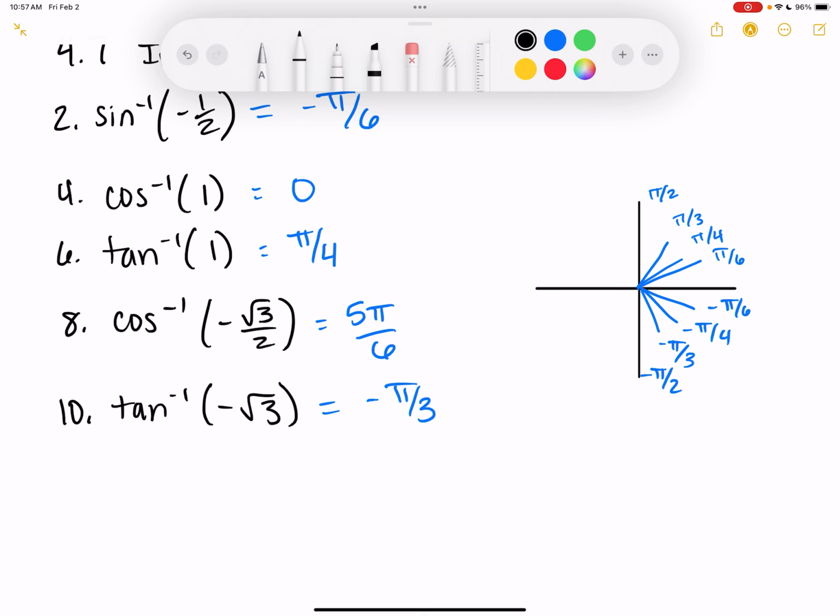All right, one more of these. Inverse sine of 1. So where's sine 1? Pi over 2.